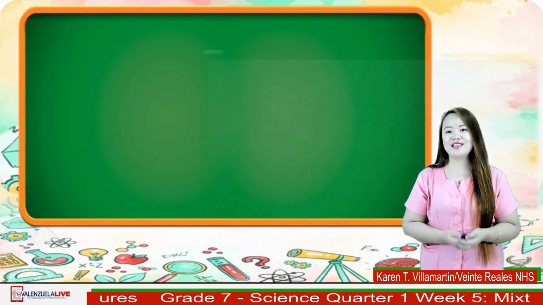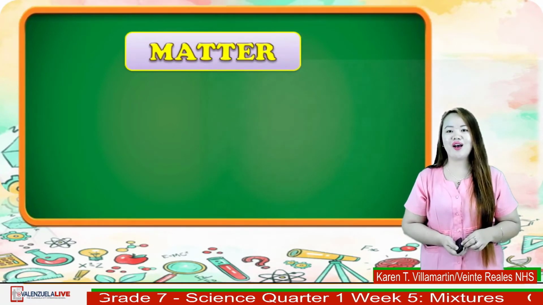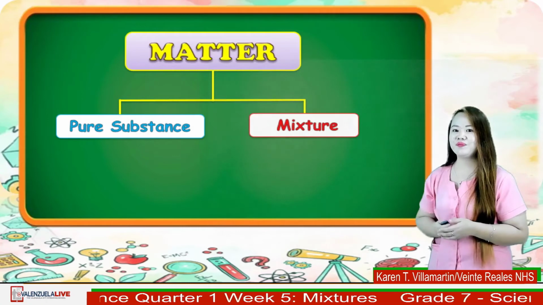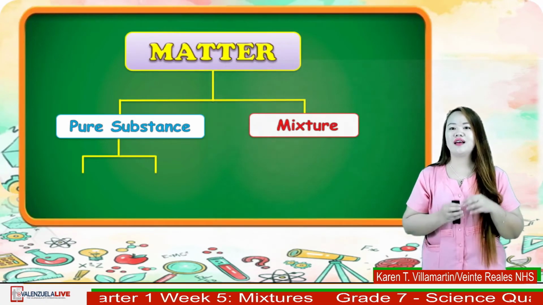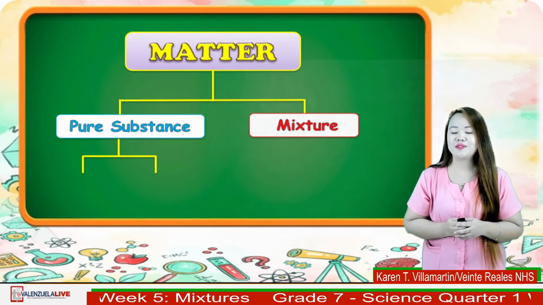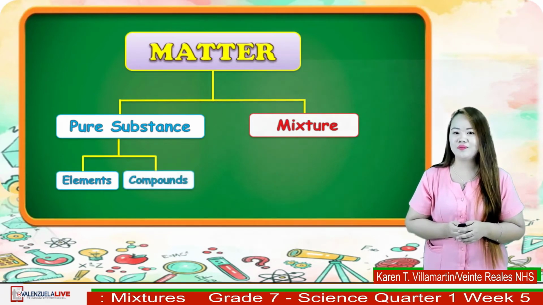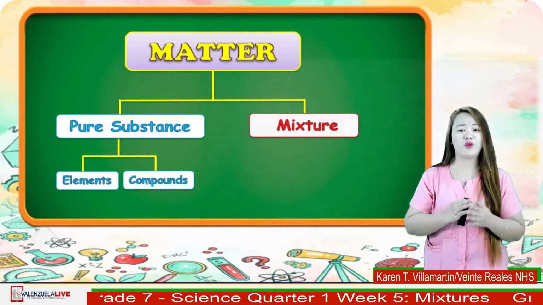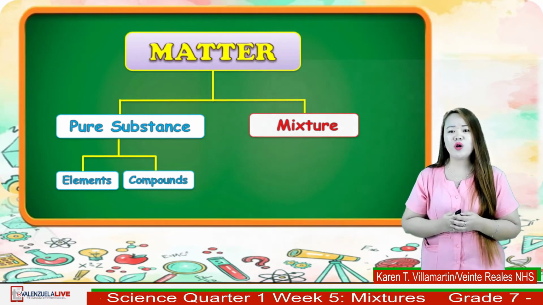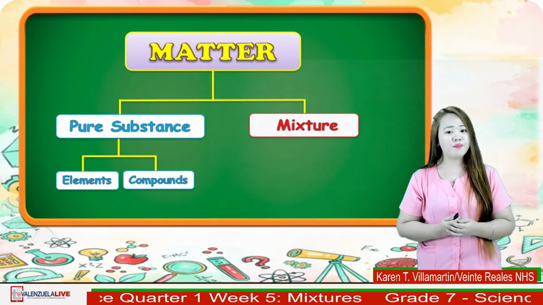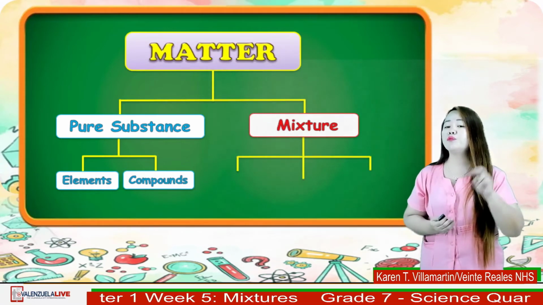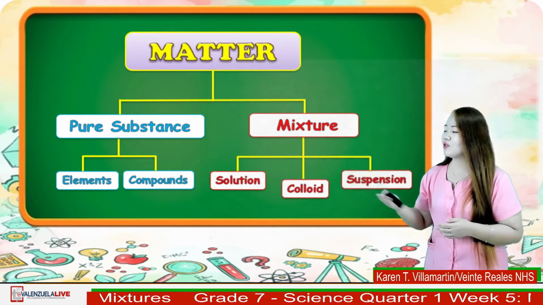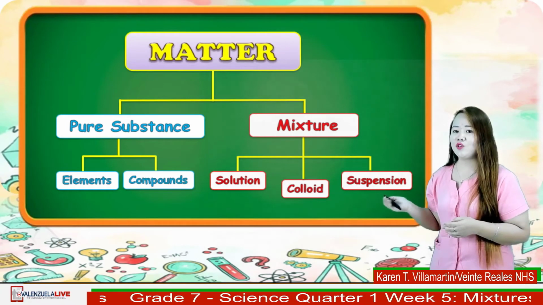And to summarize the discussion, matter can be broken down into two categories. These are pure substance and mixture. Pure substance can be categorized into two types, element and compound. Element is a substance that cannot be broken down into a simpler form. Compound is a combination of two or more elements. Mixture is a combination of two or more pure substances. Mixture can be classified as solution, colloid, and suspension.